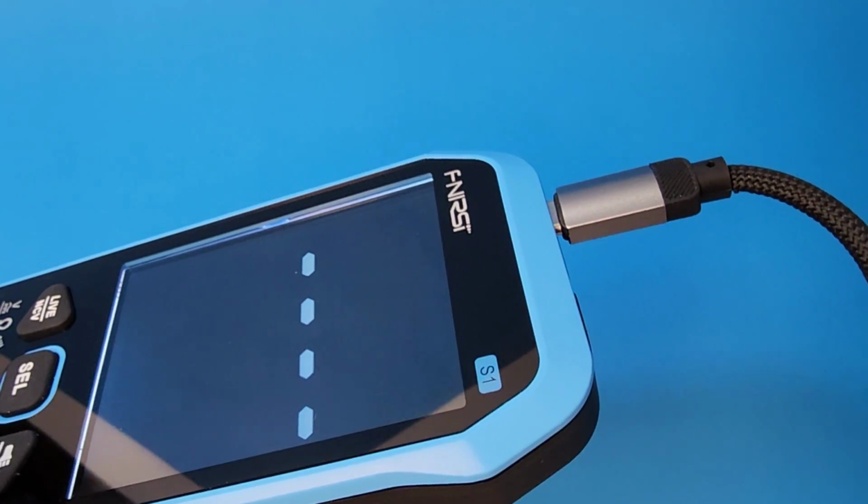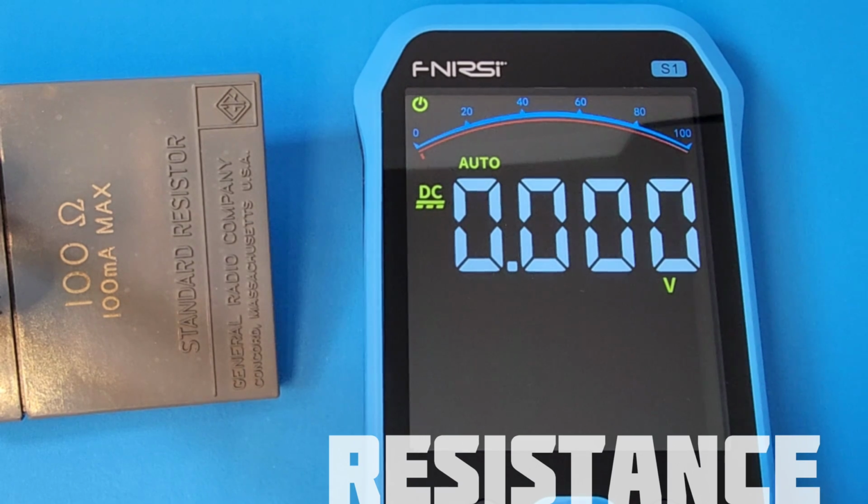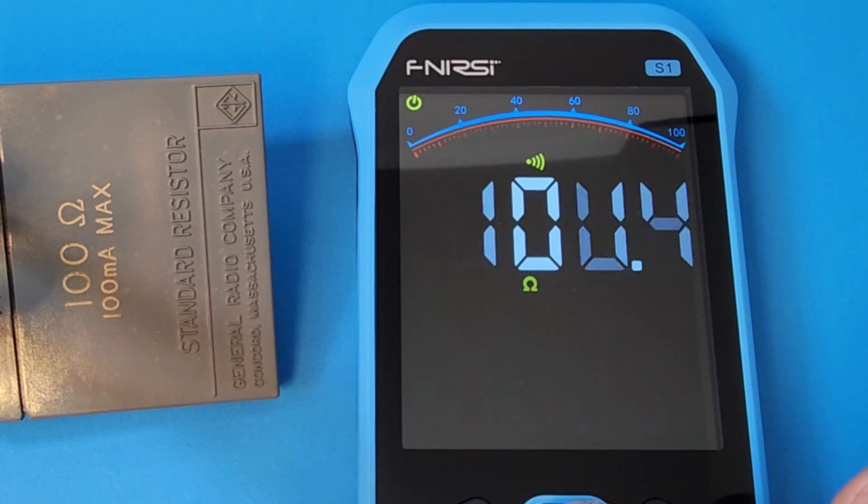Too bad. 100 ohm precision lab resistor. A little off here, coming in around 100-ish 0.8 ohm. So resistance just not quite as accurate as the DC voltage. Now, mind you, we are in smart mode, so let's take it to manual. See if that makes any difference in terms of accuracy.